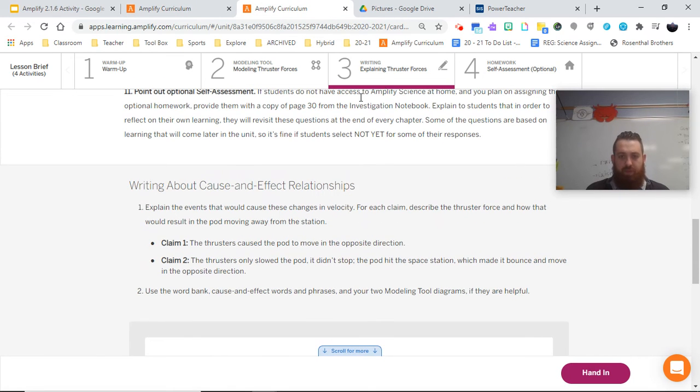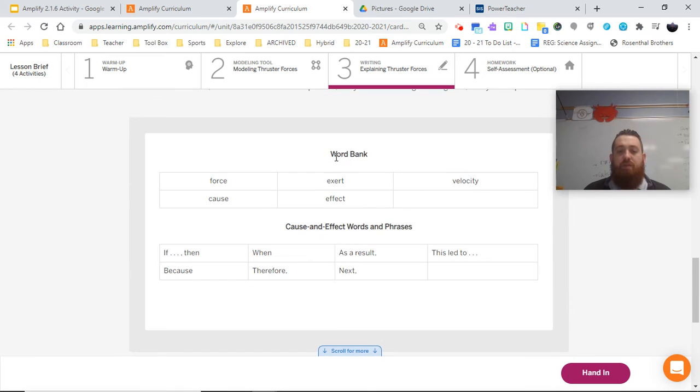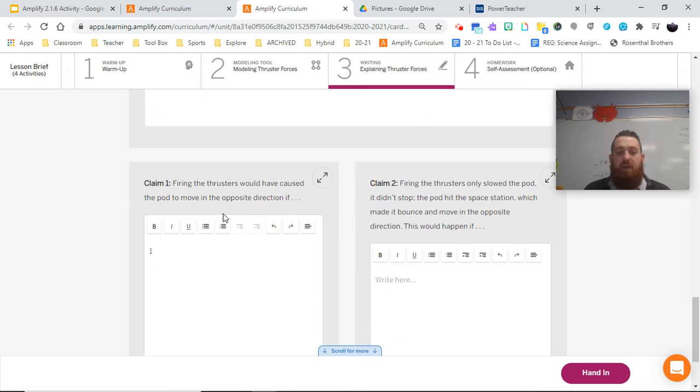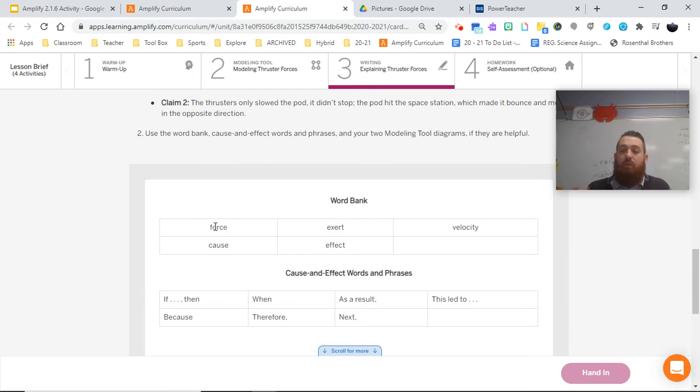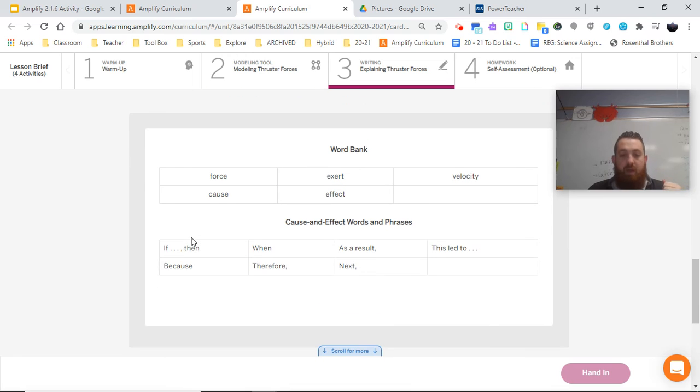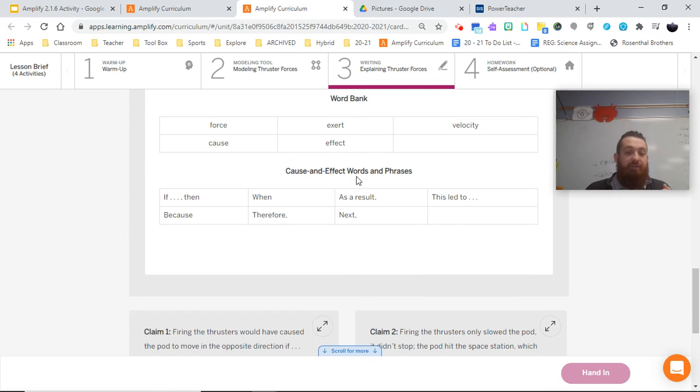Now, the third writing example here is where you come in, and we're going to use these important words and phrases to explain two big important claims. The words we're going to be using in our explanation of our two claims are force, exert, velocity, cause, and effect. Those words are what we should be using to explain what's happening with both claims related to both pod scenarios. The cause and effect words and phrases are the words we use to explain this idea of cause and effect. Now, do we need to use all of these? No, we can use some, but we should definitely be using some of them.